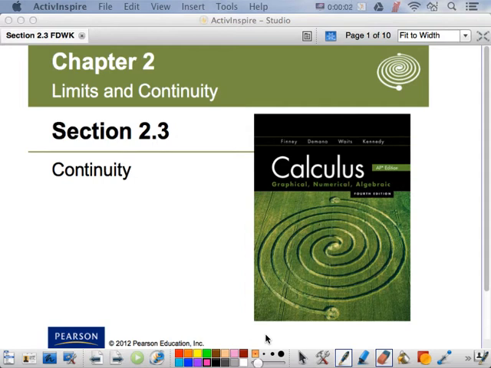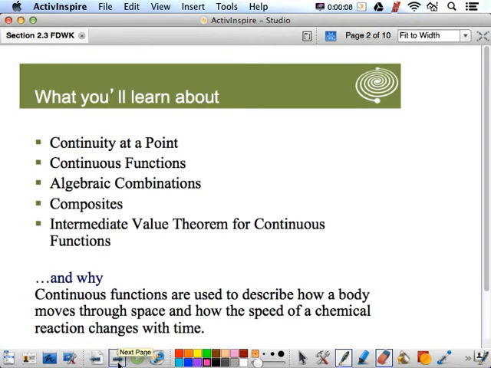So today's lesson is all about continuity. We'll learn a little bit about continuity at a point, what constitutes a continuous function, different algebraic combinations and composites, and maybe a little about the intermediate value theorem for continuous functions. So all that will just kind of be done together, and it'll kind of separate itself as we go.